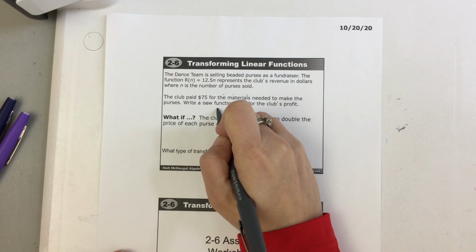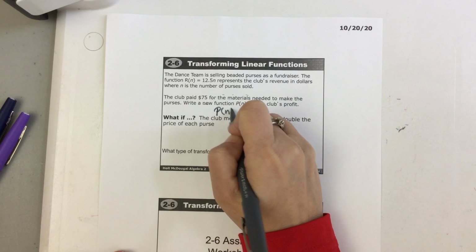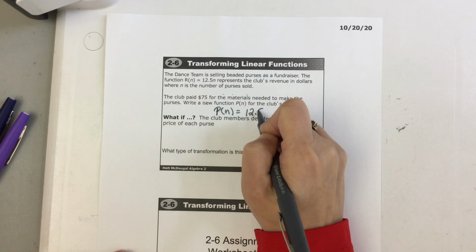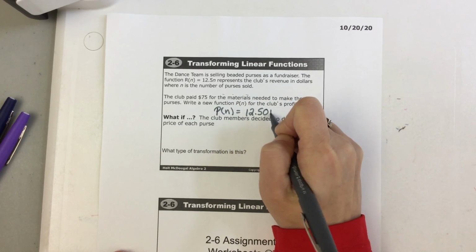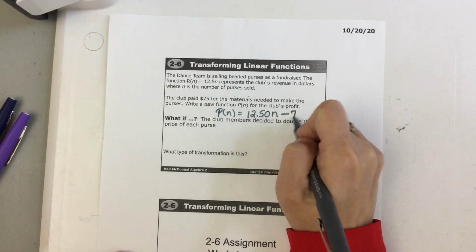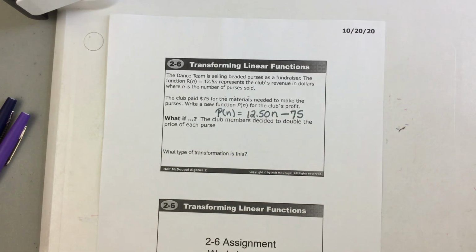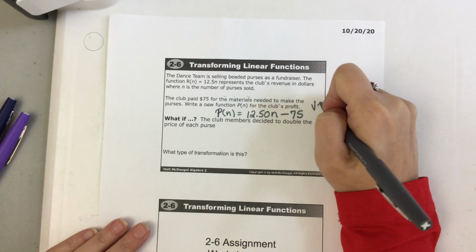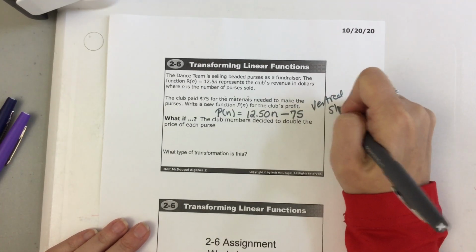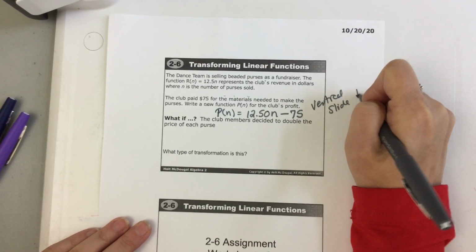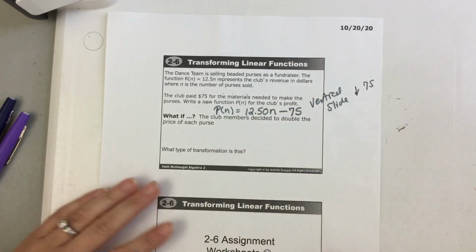Okay, so we have profit, $12.50 N. You have to pay the bills, so you would minus 75. And again, this is a vertical slide or shift down because I'm minusing 75.